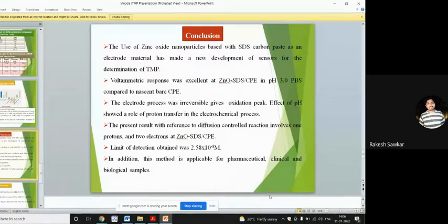The electrode process was irreversible, giving an oxidation peak. The effect of pH shows the role of proton transfer in the electrochemical process. The present result, with reference to the diffusion controlled reaction, involves one proton and two electron transfer at a working sensor. The limit of detection was calculated as 2.58 × 10^-8 mole. In addition, this method is applicable to clinical and biological samples.